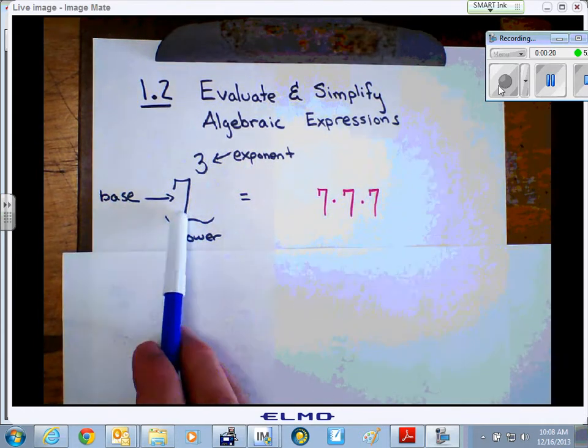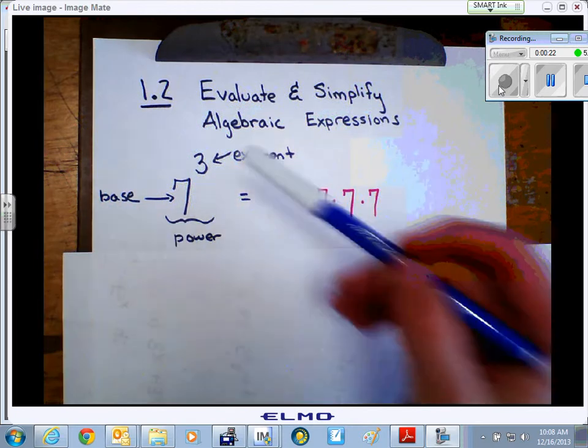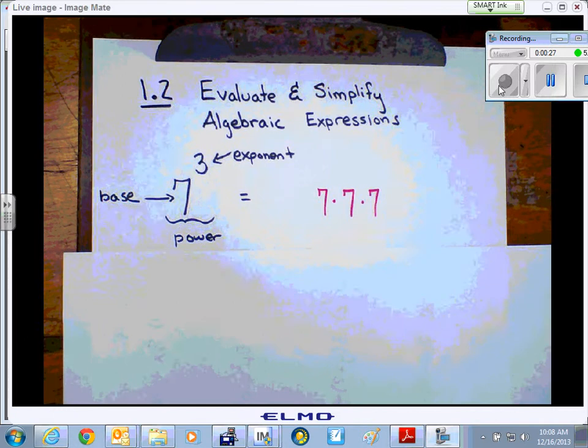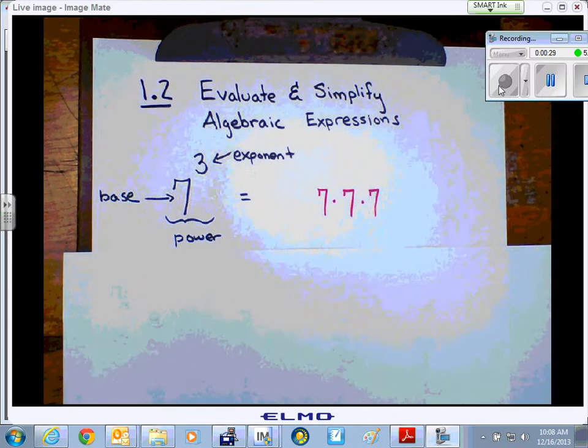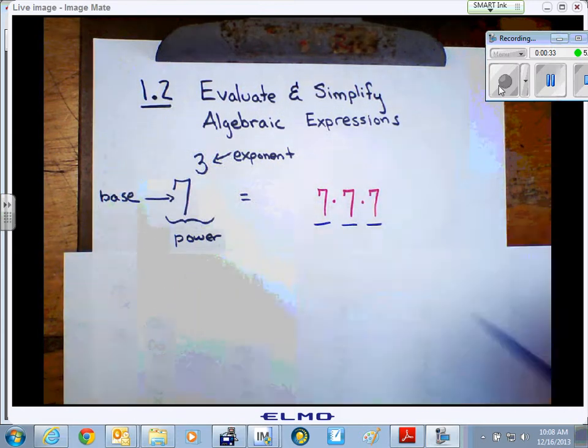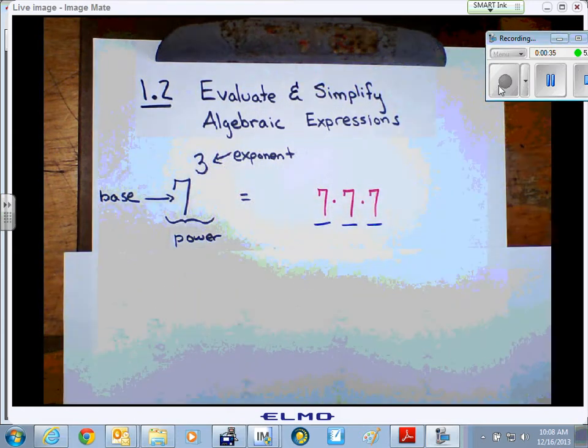The big number on the bottom is what's known as the base, and then the little number that it's being raised to is the exponent. And one thing you need to keep in mind is 7 to the third power is the same thing as 7 times 7 times 7. Okay, and that's an important thing, especially with negatives.